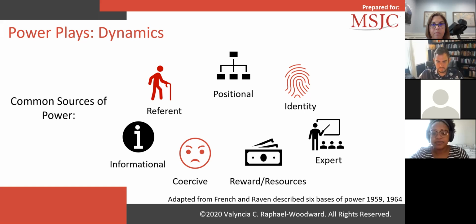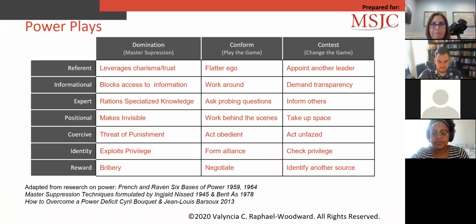They're considered to hold power because people might be deferential to them. So in all of these power plays, if you're looking at the grid here, across the columns, each type of power has a level of domination. So those are listed there. They might be charismatic, they might block access to information, make other people invisible, exploit their privilege, or if they have access to resources, they may bribe folks.